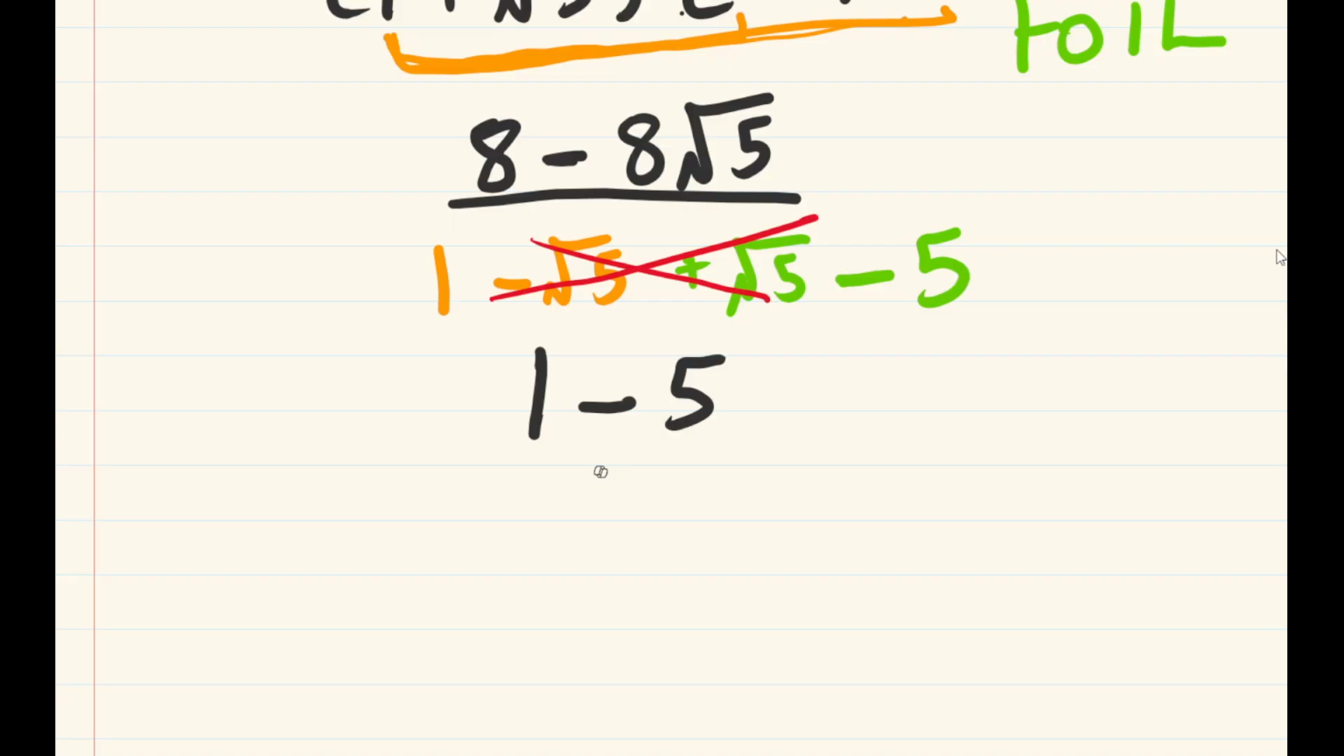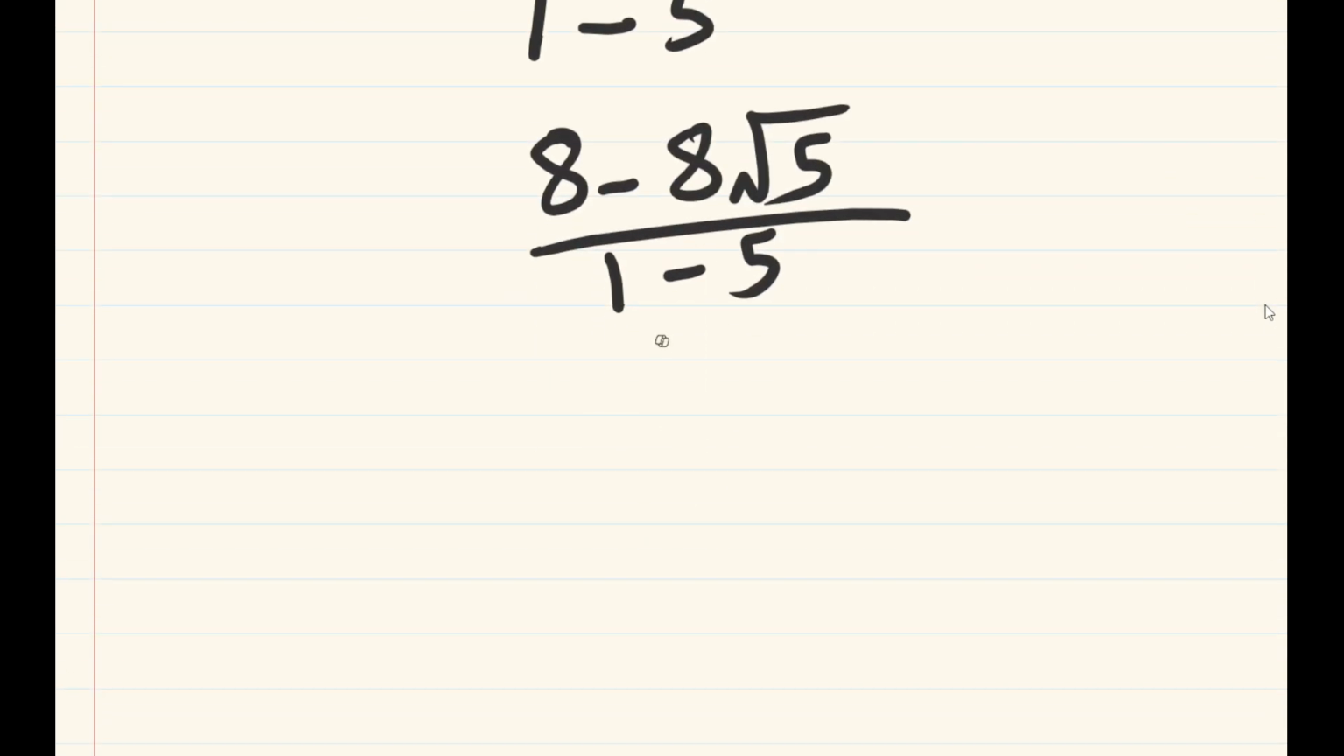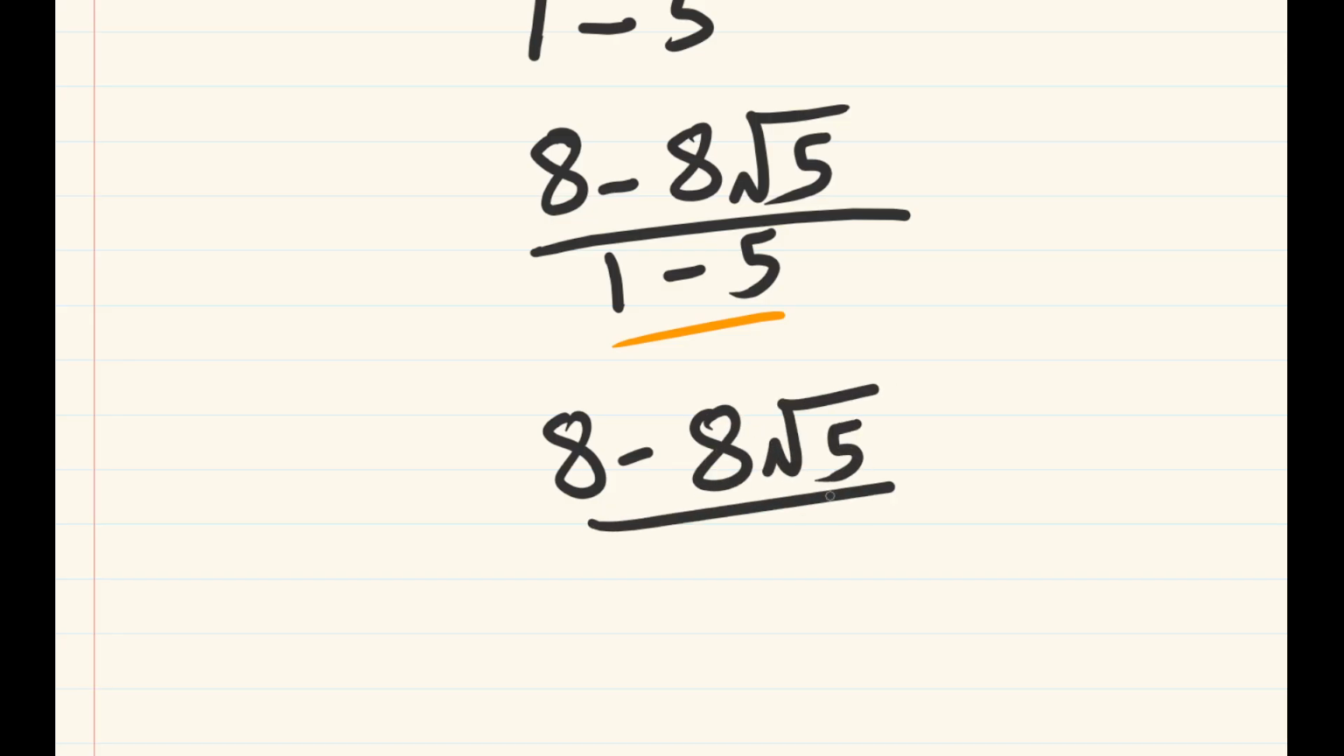And let me rewrite this again. In the numerator, we had 8 minus 8 radical 5. And in the denominator, we had 1 minus 5, which we can further simplify. 1 minus 5 is simply 4. So if we keep going, 8 minus 8 radical 5 over, apologies, 1 minus 5 is actually negative 4. Negative 4.